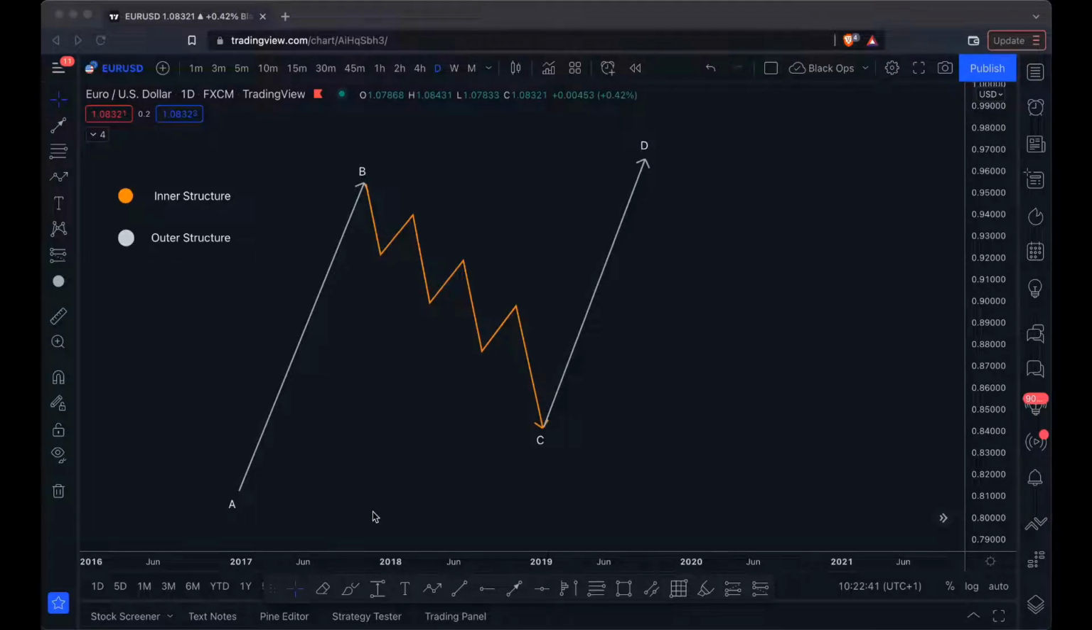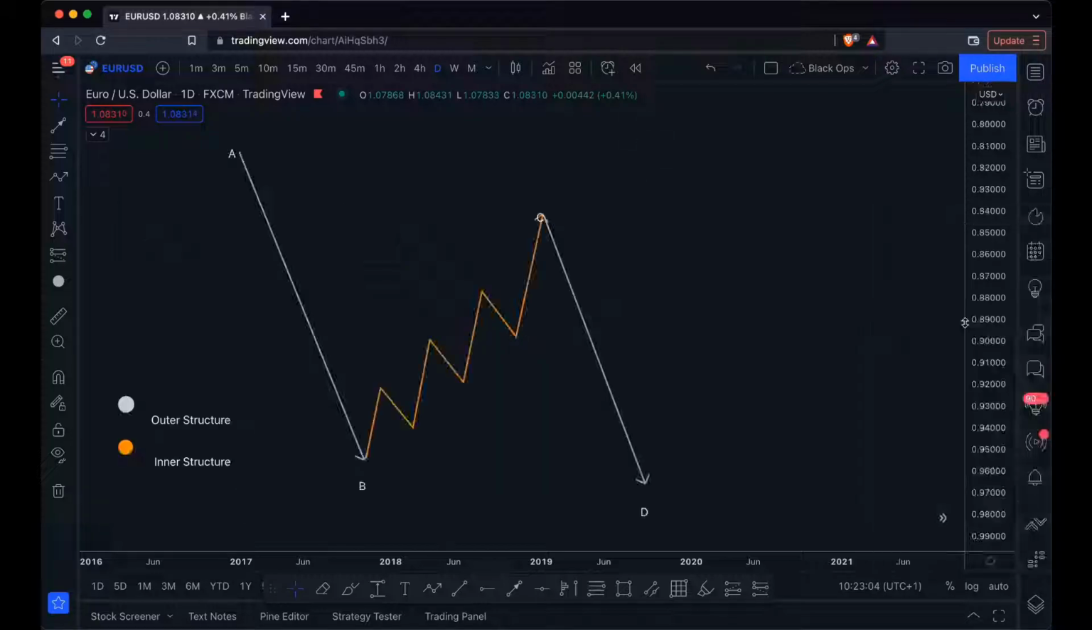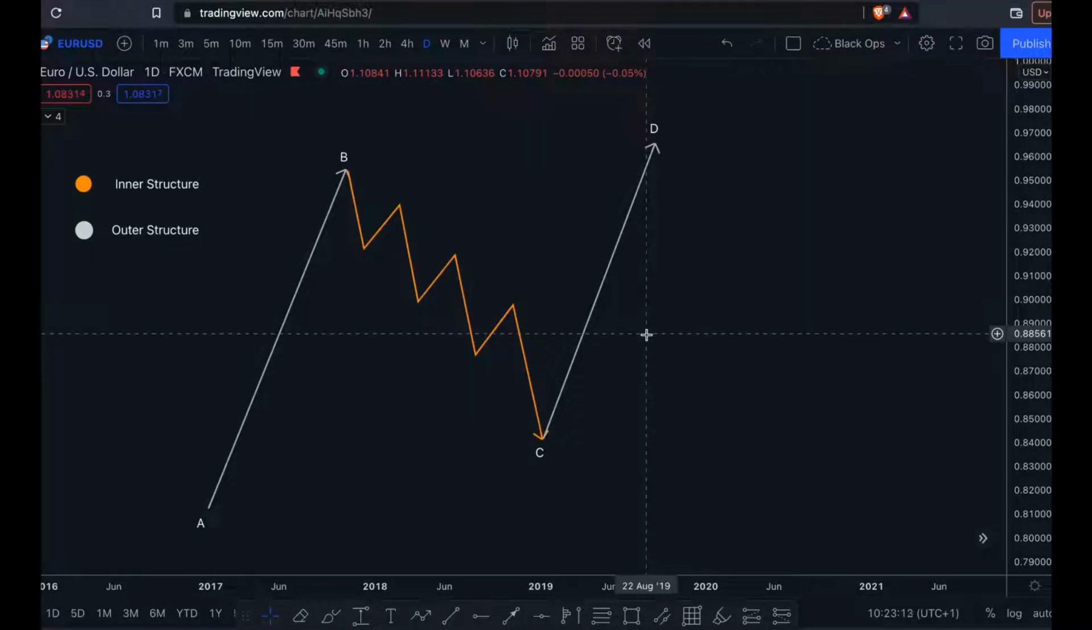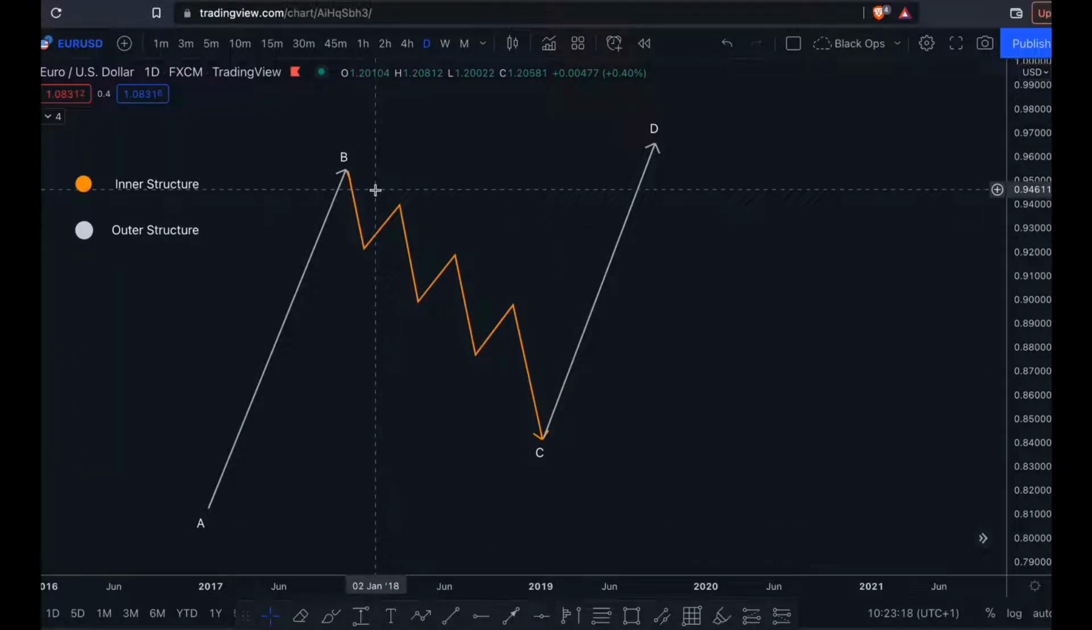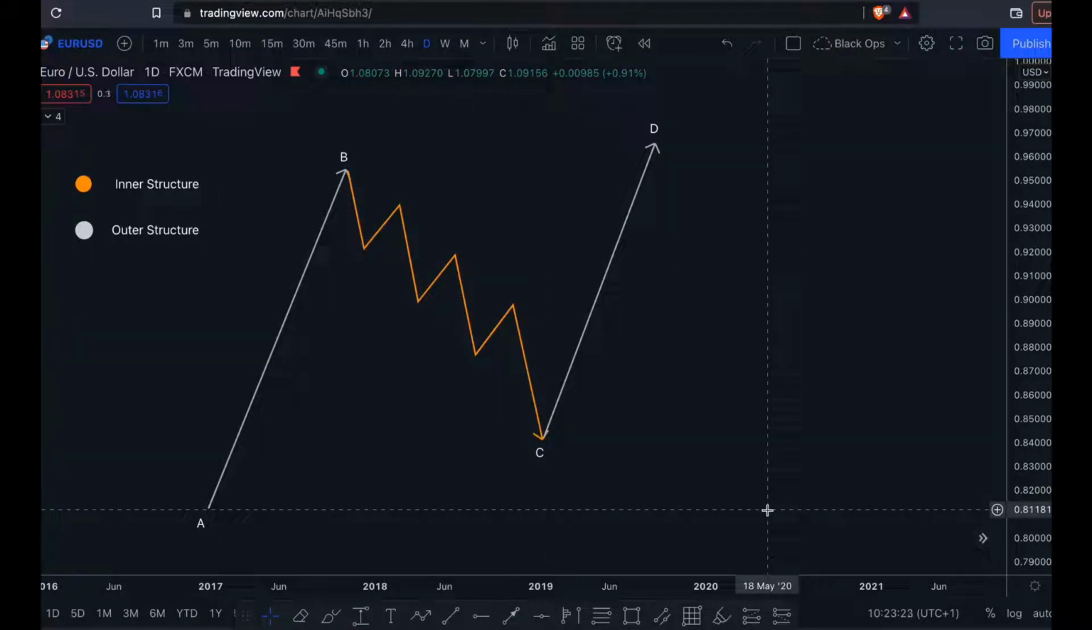We've all seen an A, B, C, D move, right? The move starts from here, A, pushes up to B, creates a high, pulls back for a retracement, C, and then a higher high, D. And obviously the inverse is true as well. Where does inner structure fit into this? Inner structure generally, in the generalized model, fits in at the C retracement, because we know there will be a move to the downside.